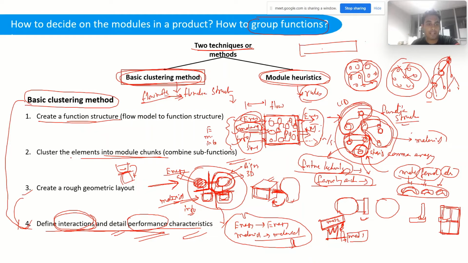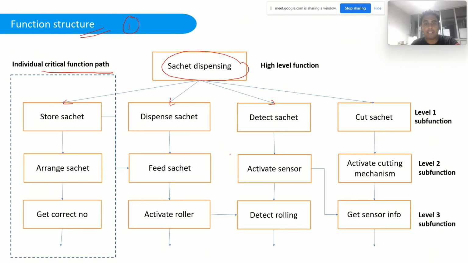Step 2 is clustering the elements into modules and chunks. Here we consider how these functional blocks are interconnected. This is not a tree structure; there are interconnections between different functional blocks. The next step is to group them into particular sub functions depending upon how they share energy, how they share material, and how they share information.